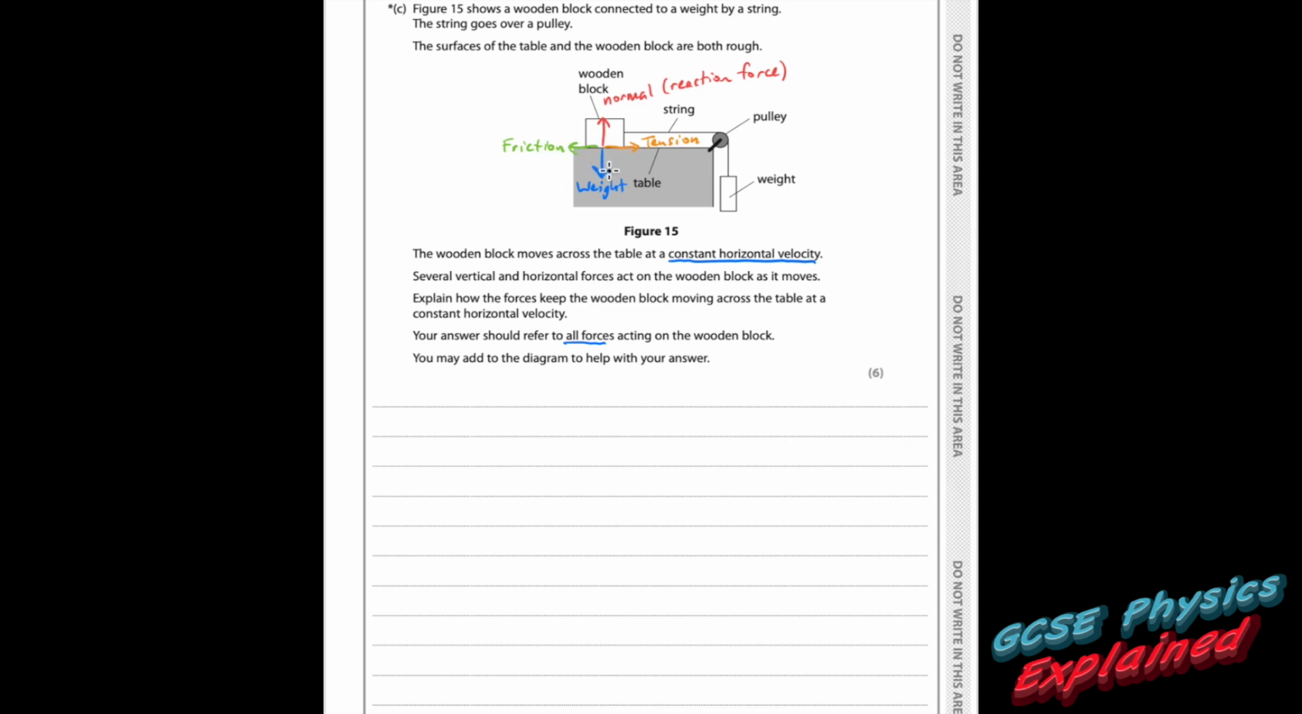So if we just talk about those four forces, then there's 4 marks, and we know that it's a constant horizontal velocity, so we'll just have to say that the overall resultant is 0, so that must mean that the normal force upwards equals the weight down, and the friction force to the left must equal tension to the right. So probably easier than what you think. They have actually made it sound really complicated.